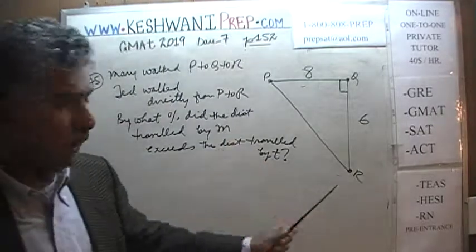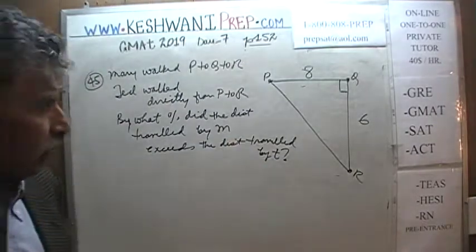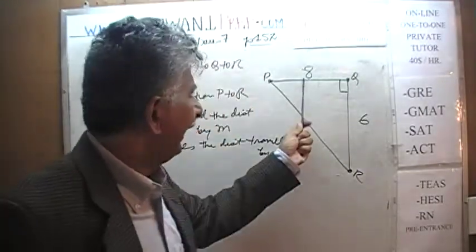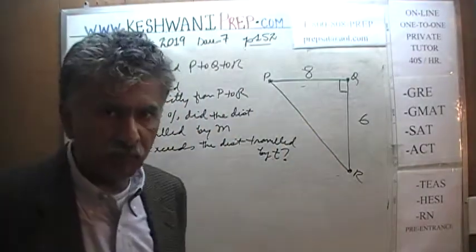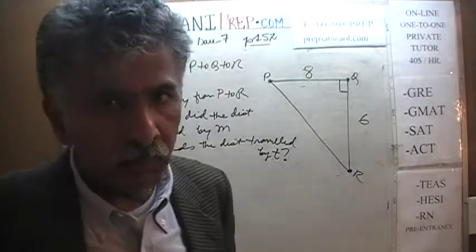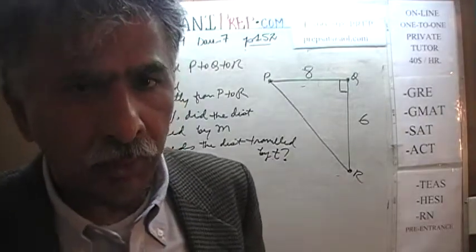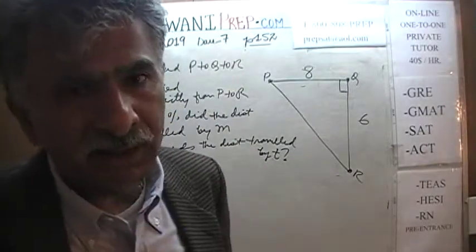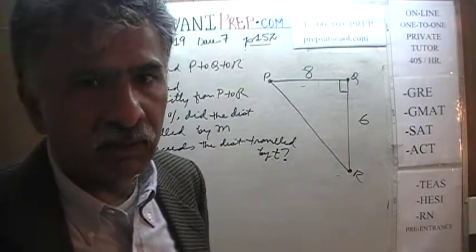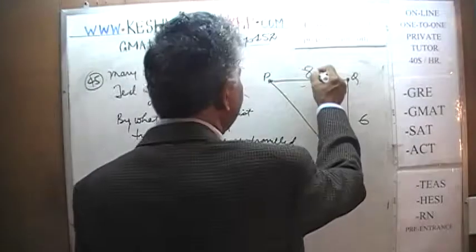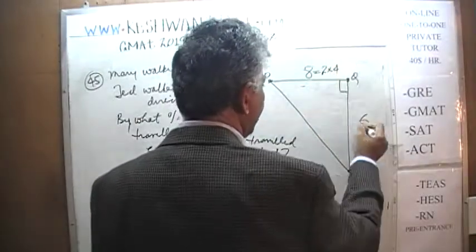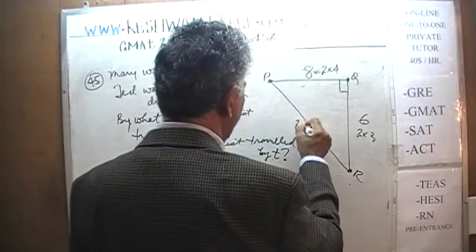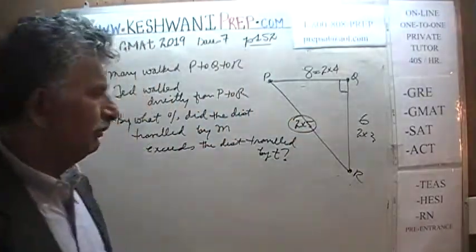We'll figure out P to R. We have two choices. Because it's a right angle triangle, we can apply the Pythagorean theorem: 8 squared plus 6 squared equals x squared. I hope that you would not do all of that. I hope that you're quick enough to realize that it's a 3, 4, 5 triangle incognito. As you can see, 8 is simply 2 times 4, and 6 is simply 2 times 3. Therefore, this missing side would have to be 2 times 5. The missing side is 10.